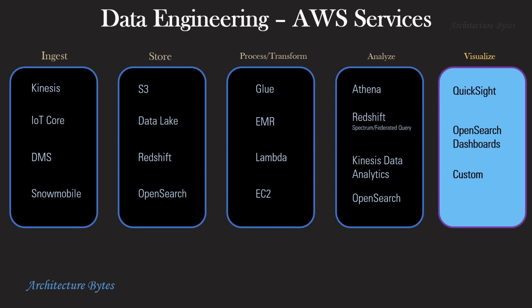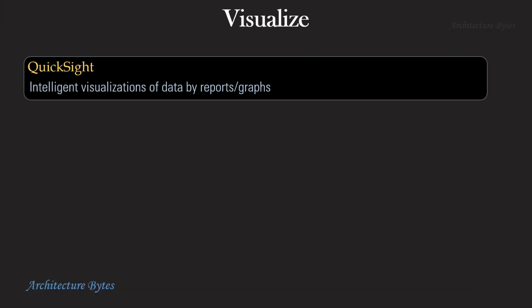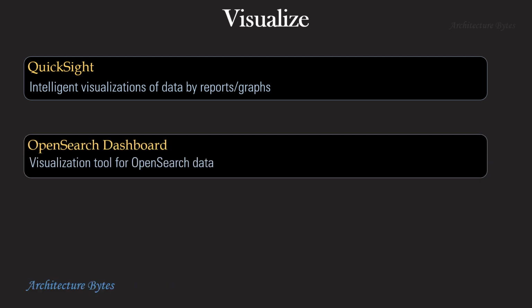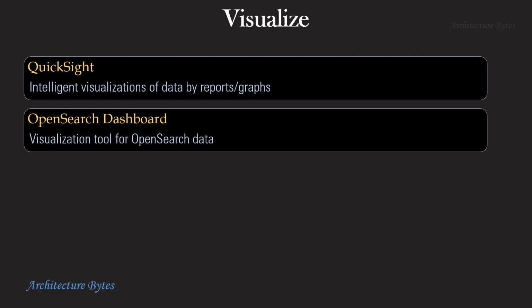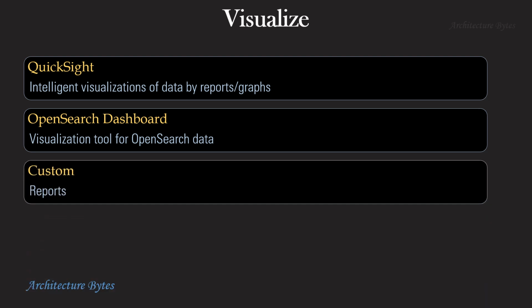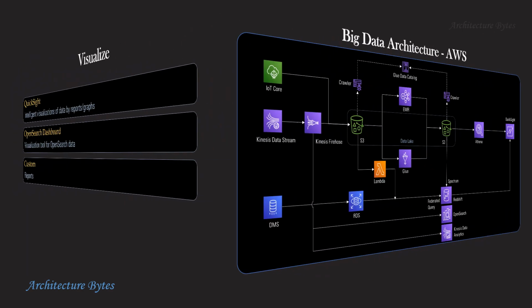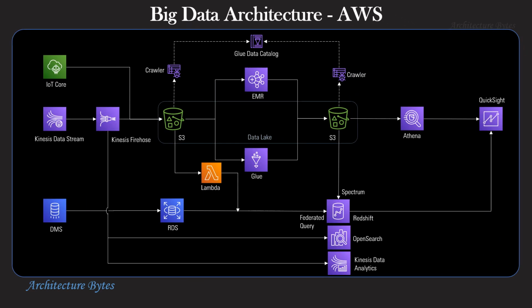Visualize. Amazon QuickSight provides intelligent visualizations of your data by reports, graphs, and so on. OpenSearch Dashboard is the visualization tool for OpenSearch data. In addition, you can write your own custom reports or visualizations by fetching process data, for example, from a data lake or a warehouse. Here's a generic architecture depicting how these services can work together. Let's look at some typical use cases to understand this better.